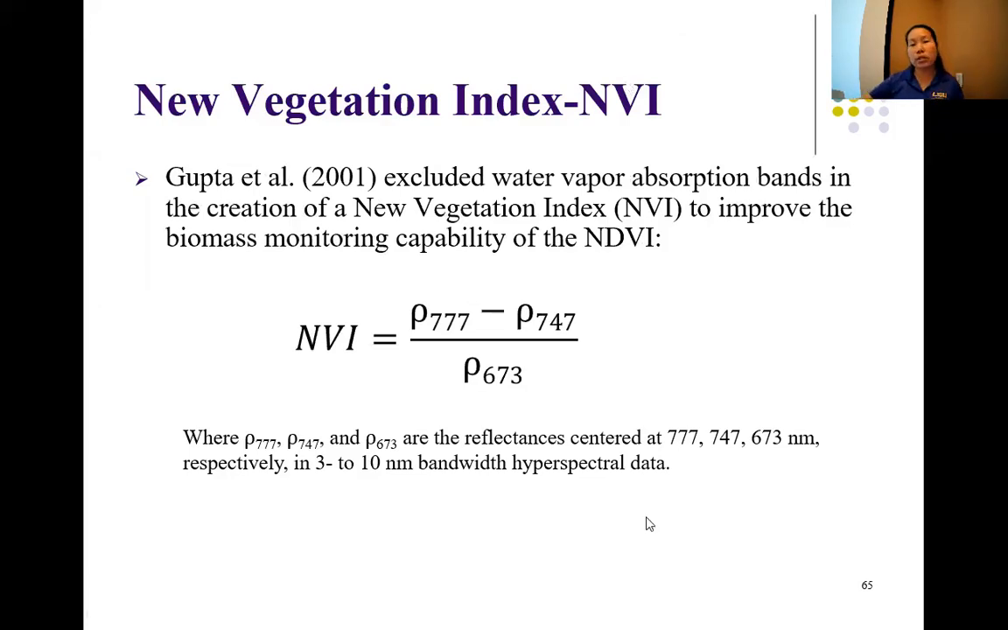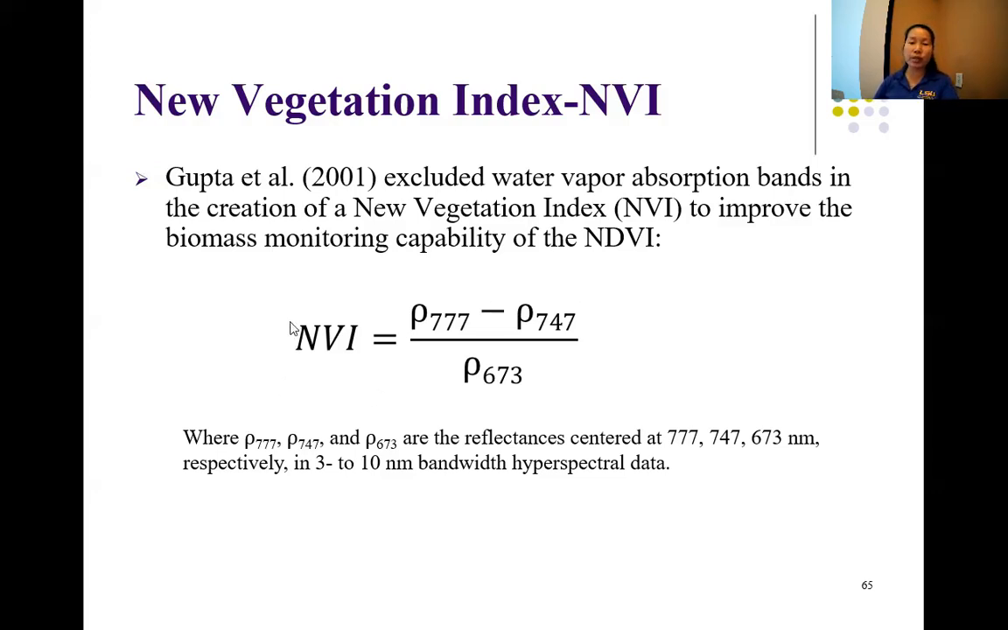Next one is looking at the new vegetation index, basically NVI. This paper in 2001 excluded water vapor absorption bands in the creation of a new vegetation index to improve the biomass monitoring capability of NDVI. So, as you can see, this further improves on it to solve the problem of water vapor absorption.